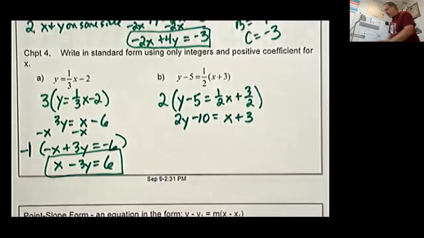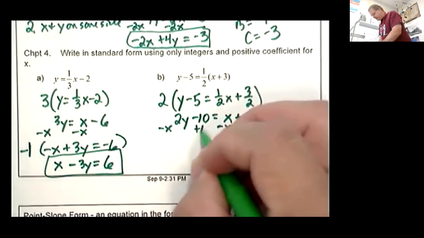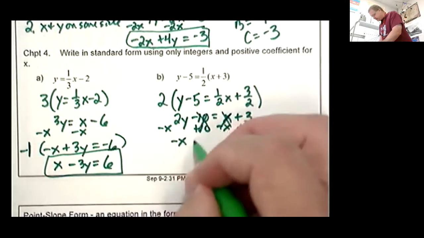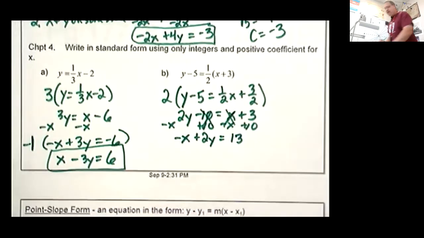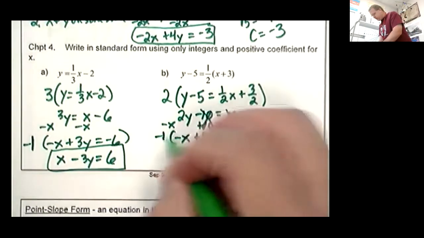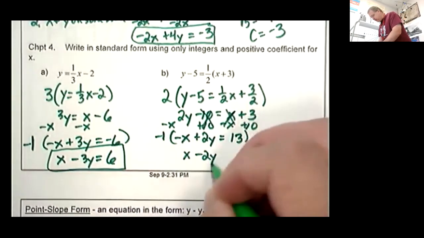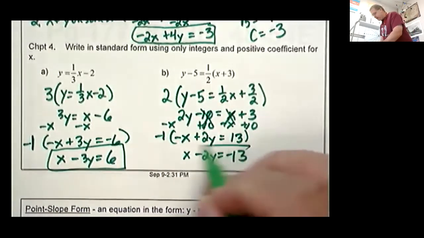Now we can move stuff around. I'm going to subtract the x back to the front. I'm going to add the 10 to the back side, and therefore we get negative x plus 2y equals 13. Again, we want to have a positive x coefficient, so we're going to multiply this by negative 1. That flips all the signs, so x minus 2y equals negative 13. Again, going to standard form.